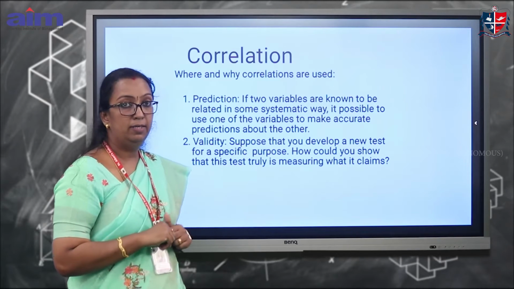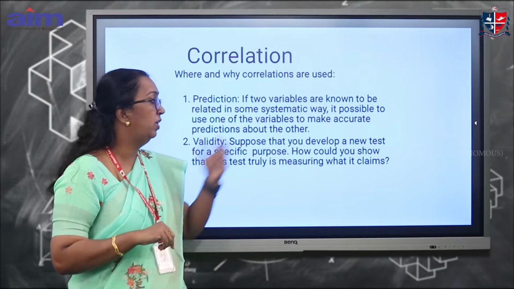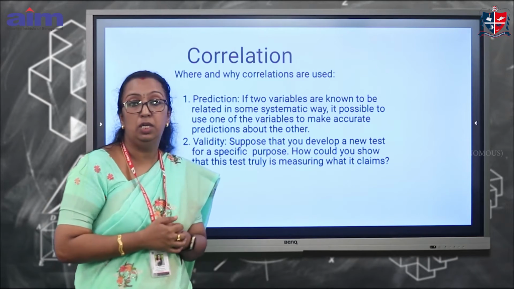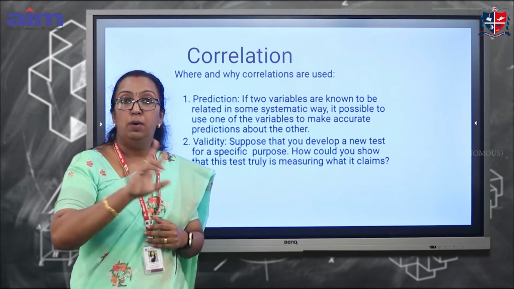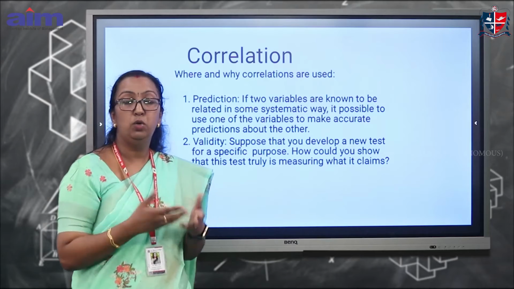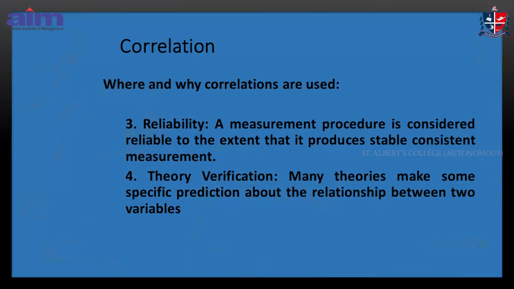Second is validity. Suppose that you develop a new test for a specific purpose, and how do you show that this test is truly measuring what it claims? By doing the correlation analysis between the two variables, that is x and y, you can show that in some way it is highly related. So for testing validity, you can use correlation.